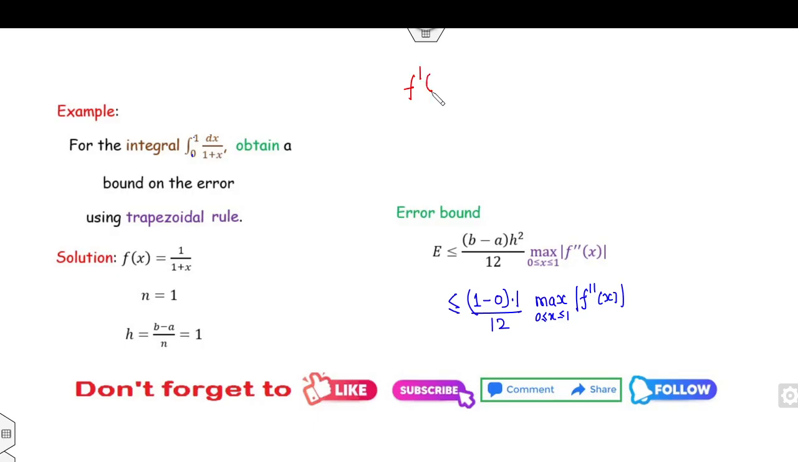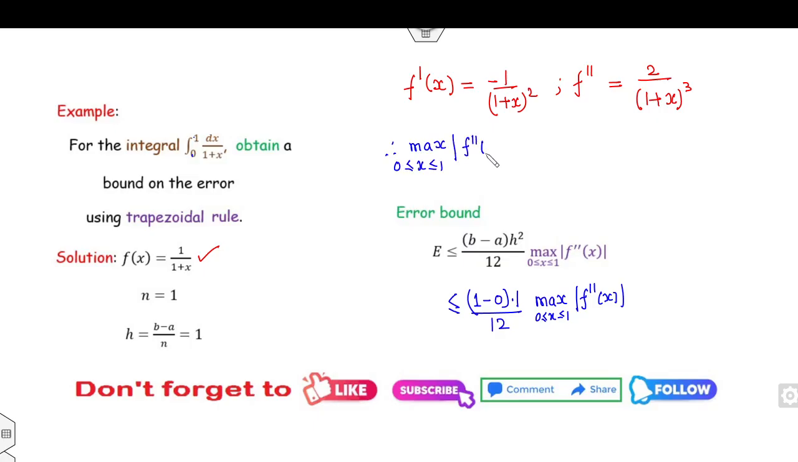Again, very simple. Can you find the first derivative of this function? It is minus 1 over 1 plus x square. Can you find the second derivative? The second derivative is 2 over 1 plus x cube. Fine. So therefore, the maximum value of the second derivative, absolute value. Make sure it must be the absolute value.